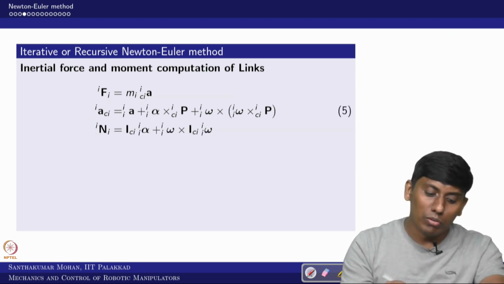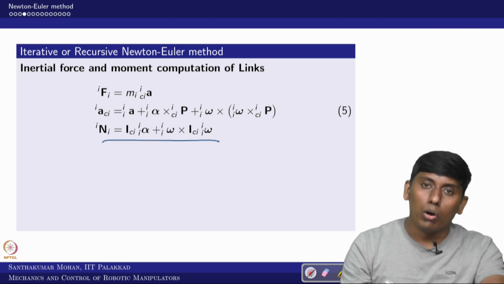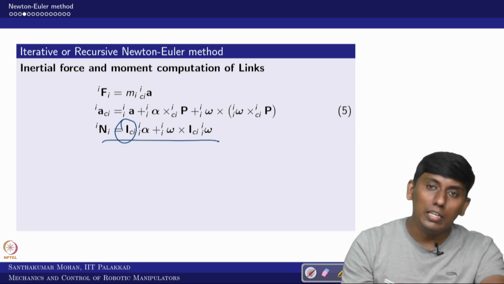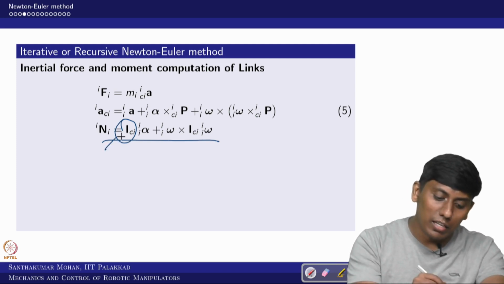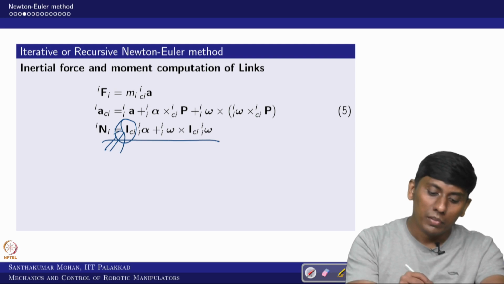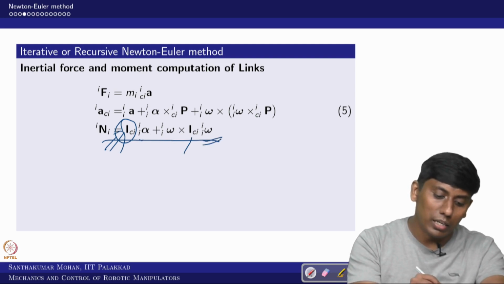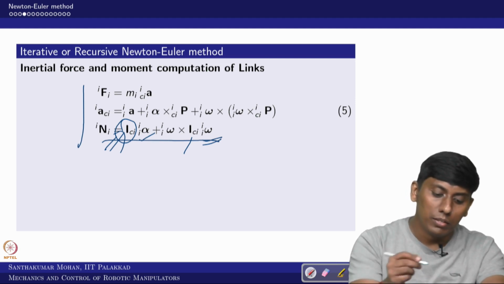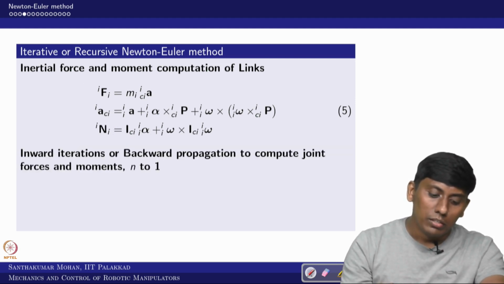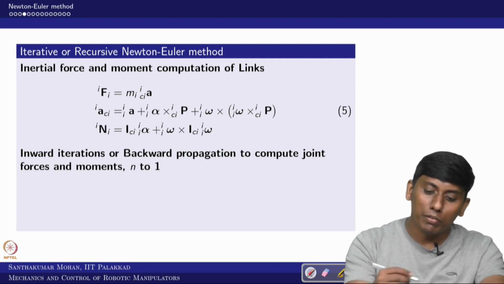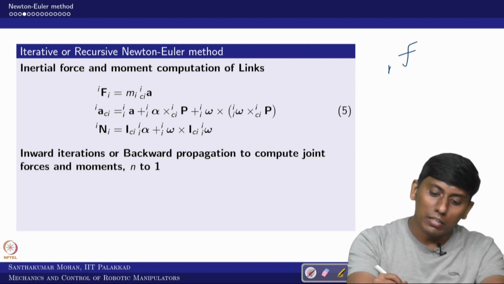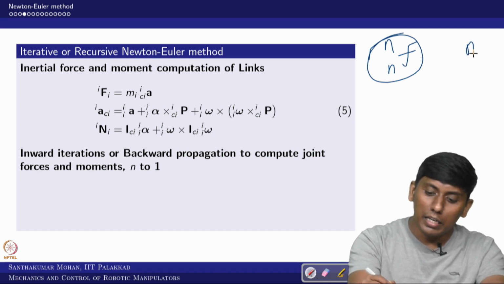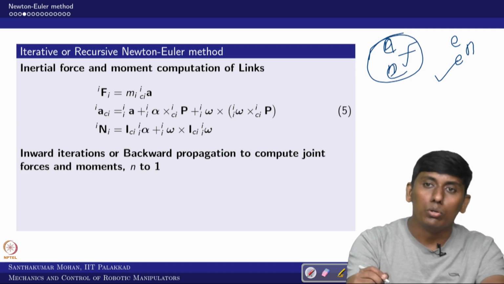So the next one is you need to calculate the angular momentum at the initial location. So you can see the inertia tensor at the centroid you calculate, then the angular velocity and angular acceleration, you will calculate these two forces and moments. Okay. So once you do this, you can come back from n, because the end effector forces and the end effector moments are known to us.